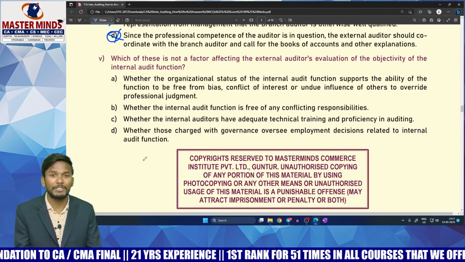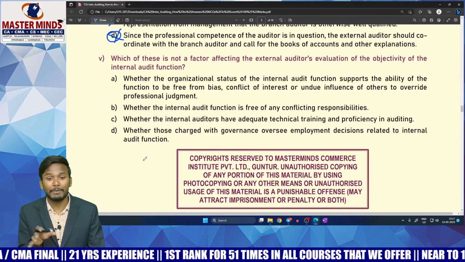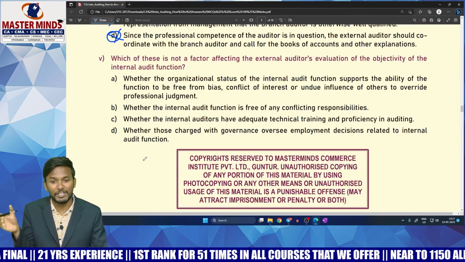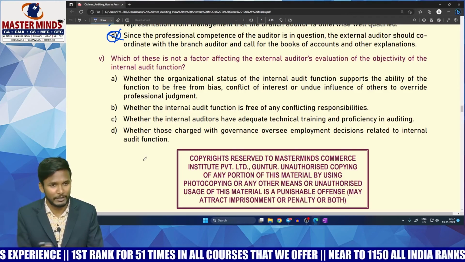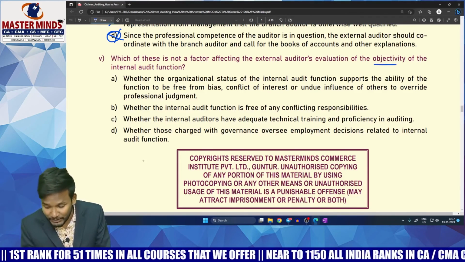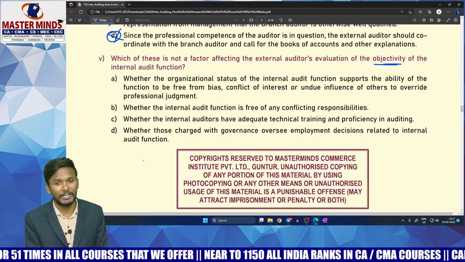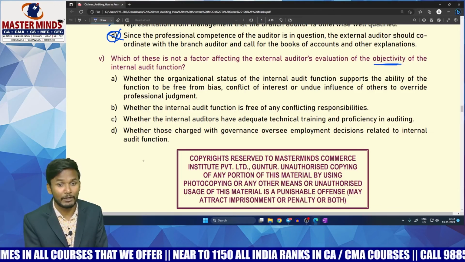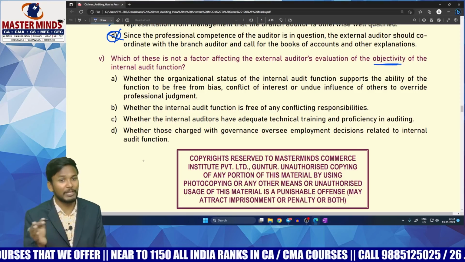What is the meaning of objectivity? Purposefulness. As an internal auditor, if you are not acting purposefully, if you are completely acting as per the wishes of the management, using your work becomes completely a waste, no? Yes, sir. So when you are evaluating the internal auditor's work for checking objectivity, what are you supposed to see? Let's see one by one. They are asking about what is not a factor. We have to pick the odd one out.